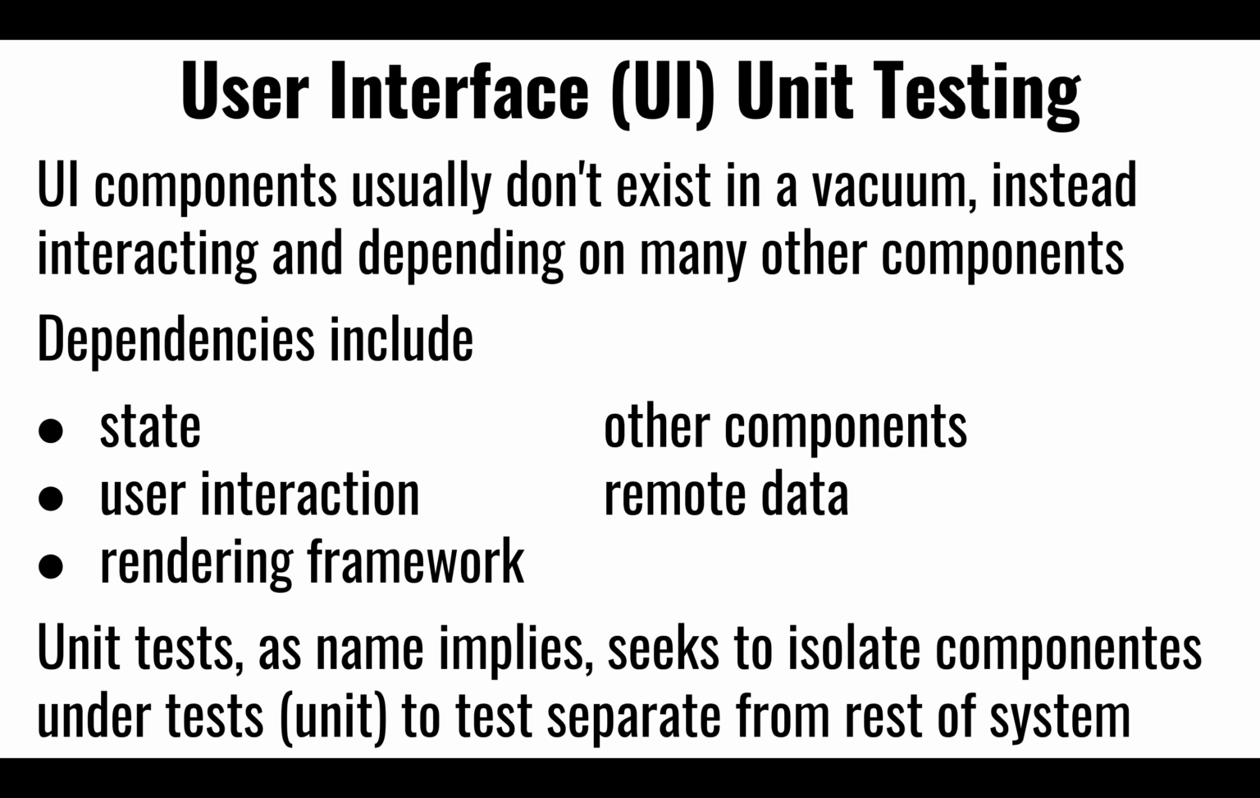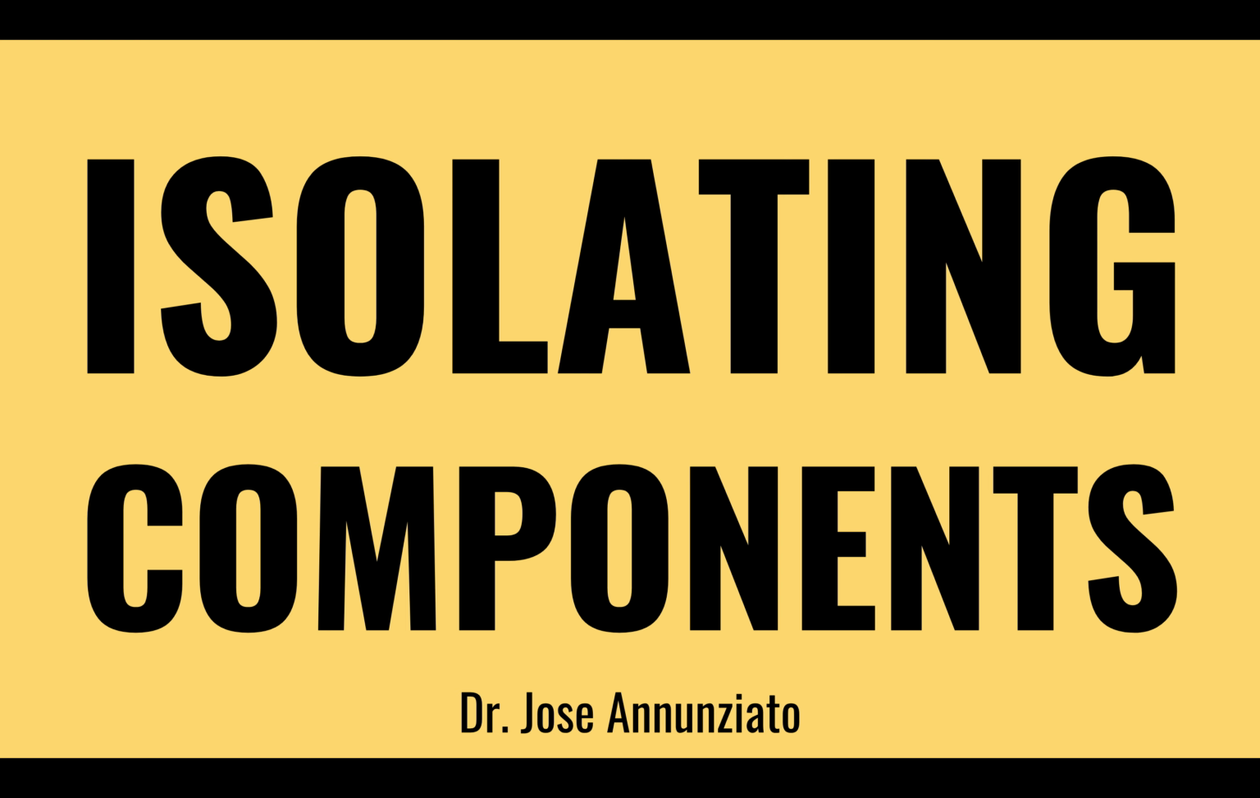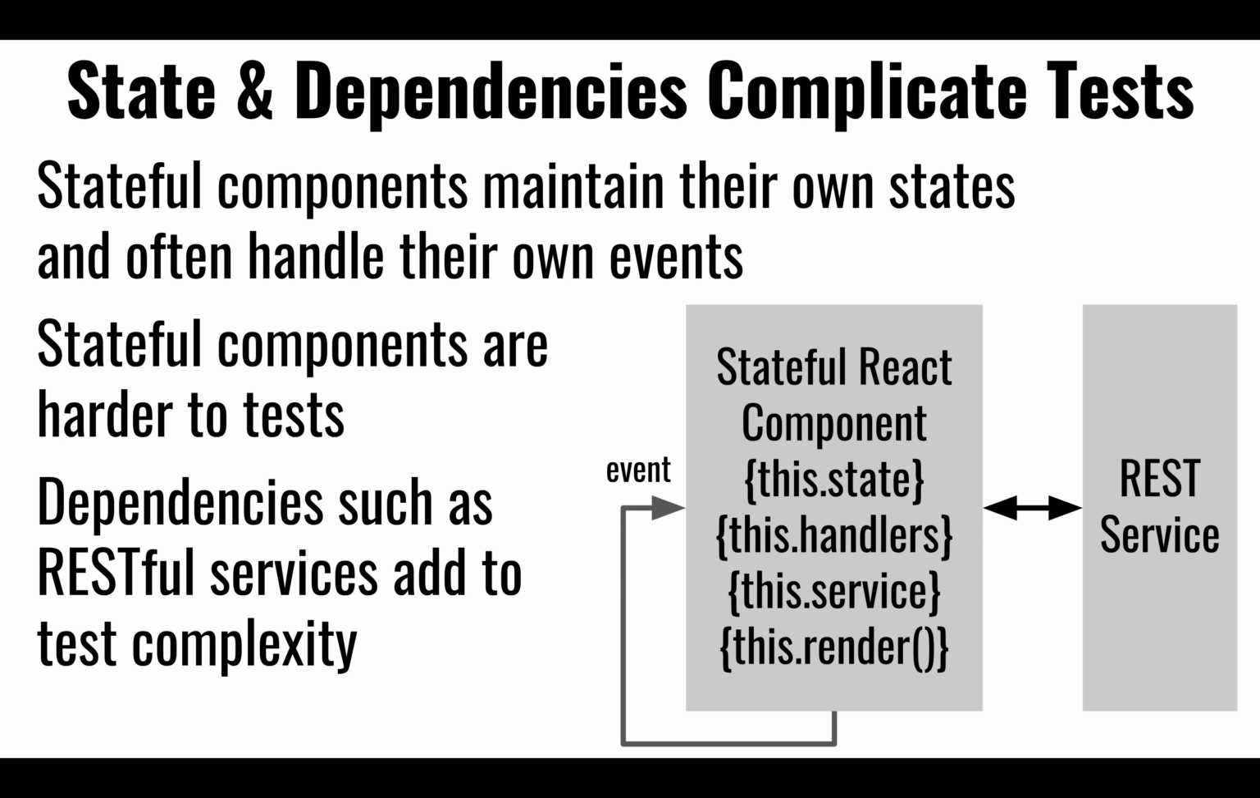So let's talk about the various techniques that we can use to isolate components. How is it that we isolate the components from all these other dependencies so that we can make sure that we are testing it in a known environment? So let's take a look at the components that we have been implementing so far.